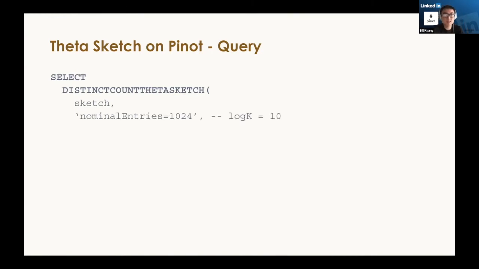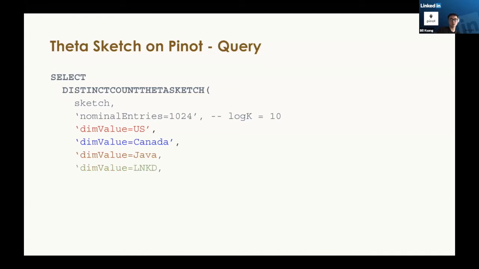Then there is a parameter that you can tune. This is basically the sketch size. So you can tune how accurate you want your query to be at query time. At runtime, you can tune the size. The bigger this number, the slower the query is going to run, but you're going to get a more accurate result. And then the next set of arguments is the specific sets that you want to estimate. I've color coded these. These represent different sets: geo US, Canada, skill Java, and company LinkedIn.